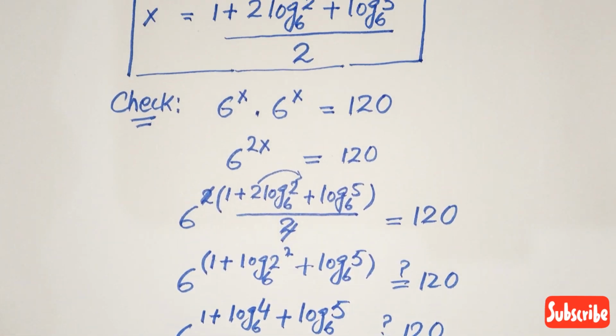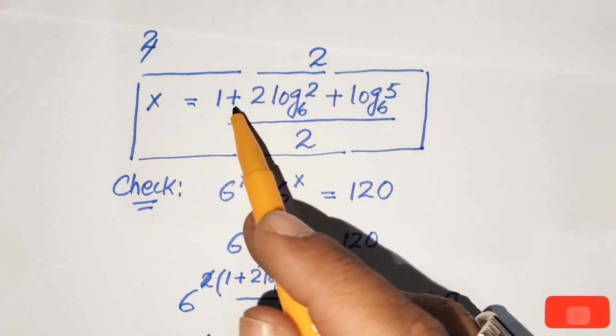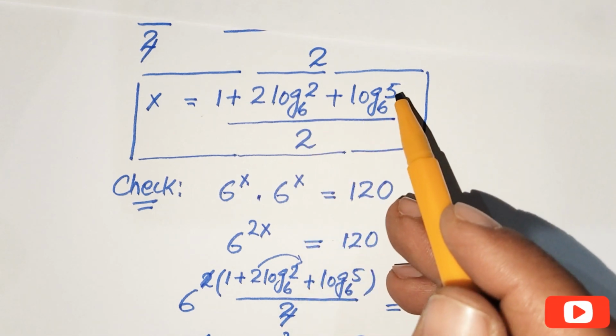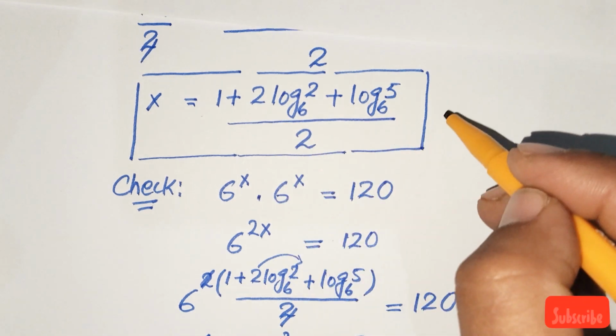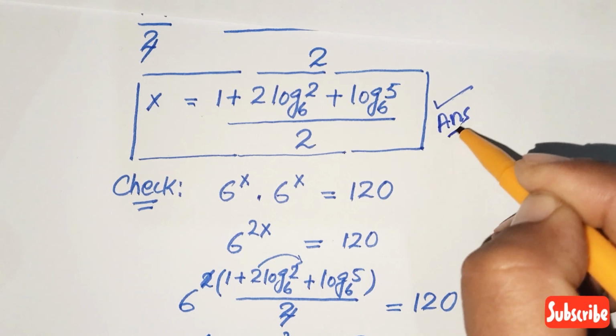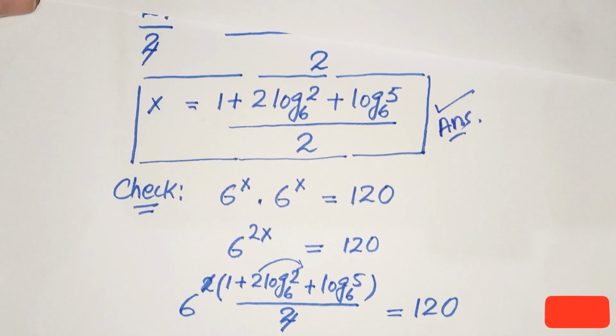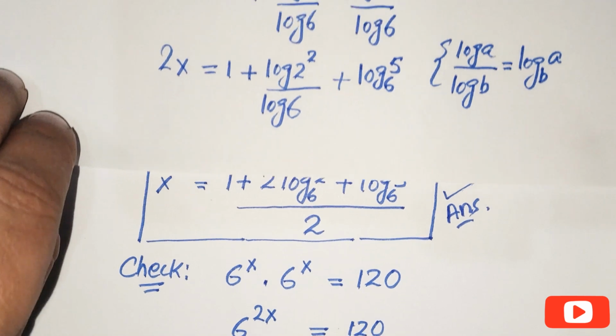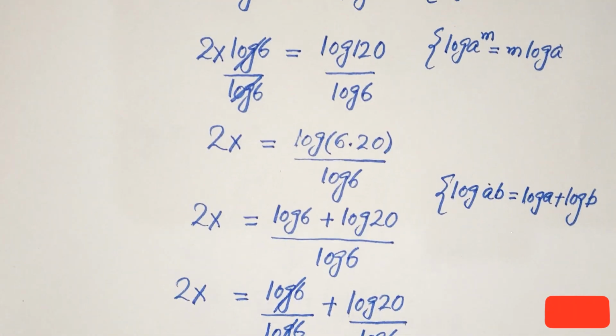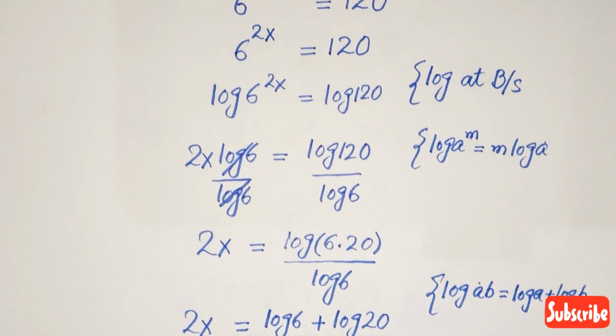So our value of x is 1 plus 2 log 2 with base 6 plus log 5 with base 6, all over 2. It is our final answer. I hope you have enjoyed this video and you have got this question. It is a step by step question.